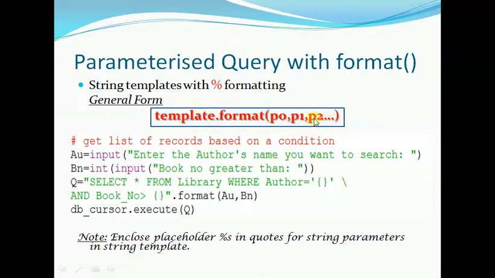Template.format, then you can specify the position. In this case, same program, I am entering the author's name and the book number, and after that, instead of percentages, I am placing a placeholder, using curly braces, 2 placeholders here, and .format, in brackets I am giving the list of values AU and BN. This AU will be substituted in the first placeholder and BN will be substituted in the second placeholder.